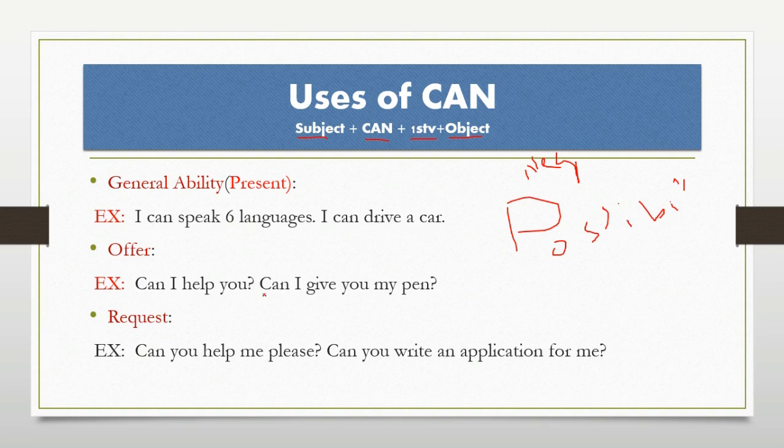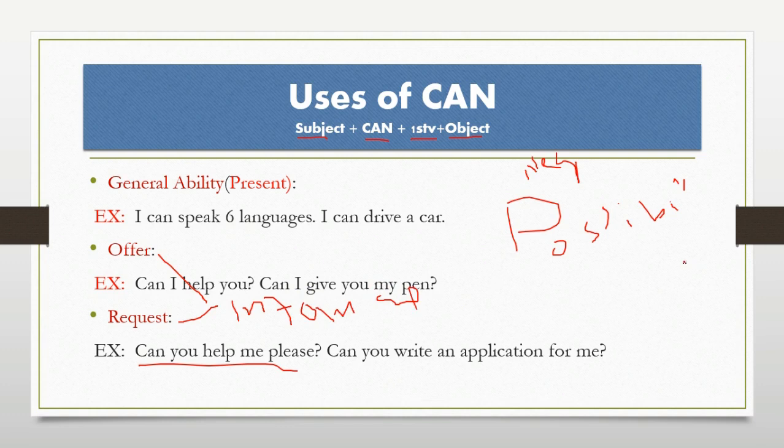And what is request? In request, we need help from other people. For example, can you help me please? Can you write an application for me? Can you fill this application for me? Can you give me a glass of water? So they are all used as a request. But keep in mind, request and offer are informally used. They are not as formal as could. So keep in mind.